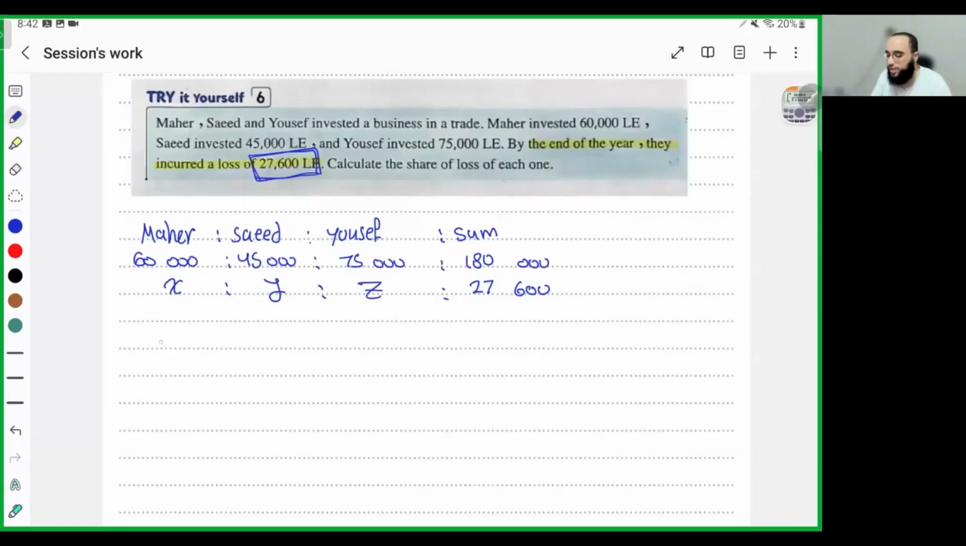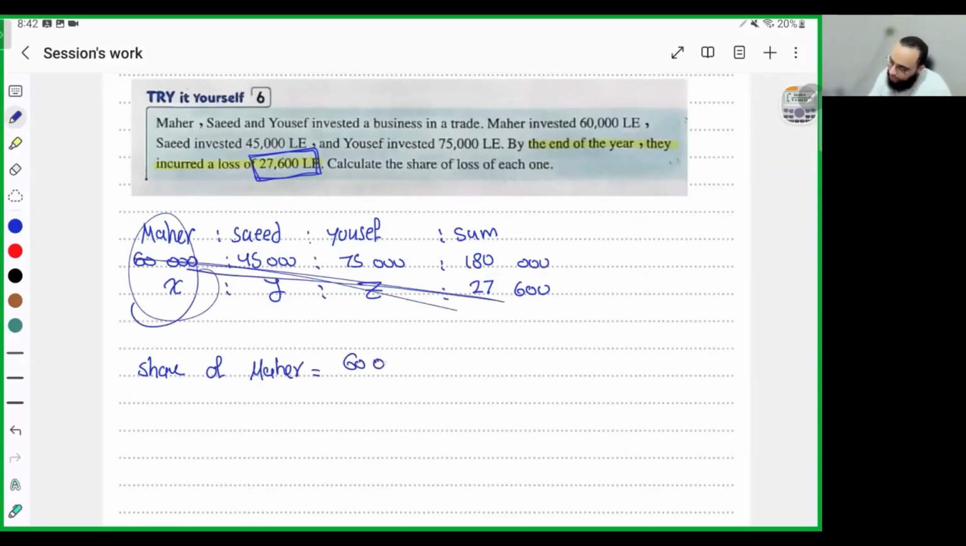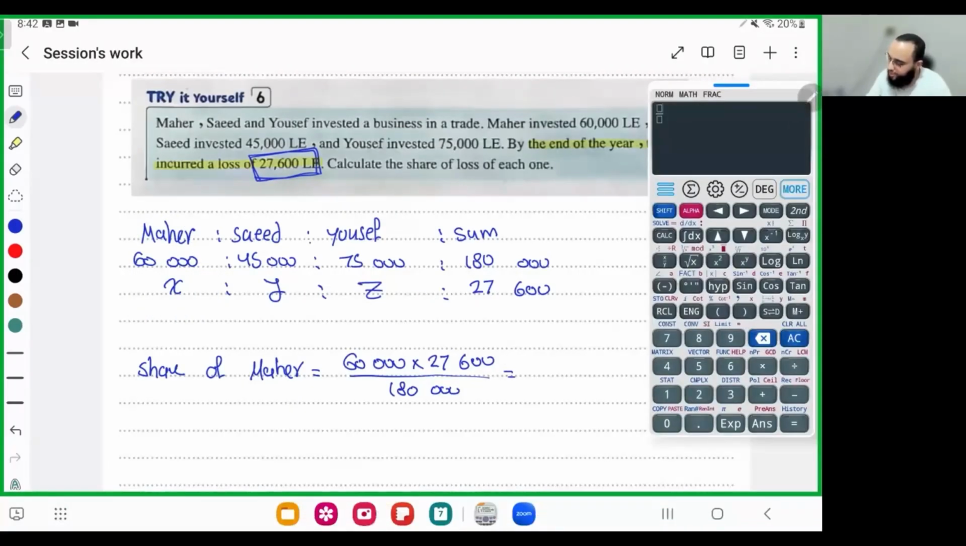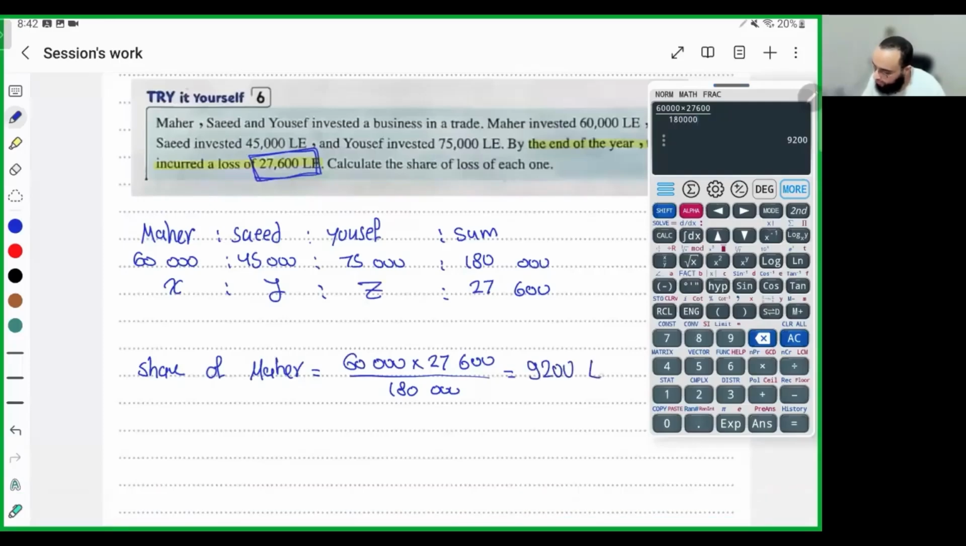Could you tell me what the share of Maher from the loss? Okay. 60,000 times 27,600 over 180,000. That's it. Okay, get the calculator. Write 60,000 times 27,600 divided by 180,000. Yes, it's 9,200 LE.